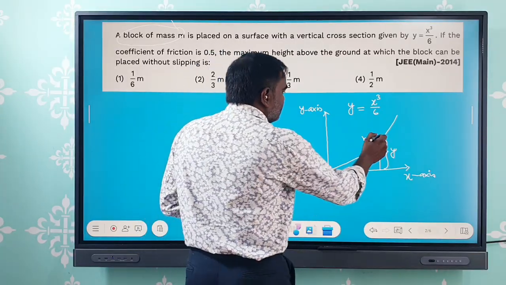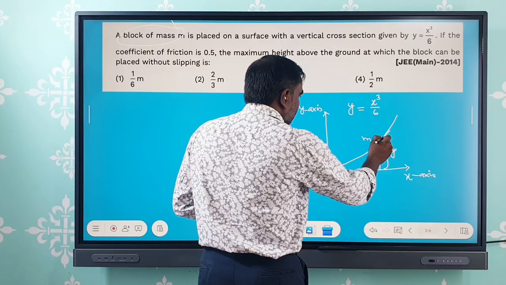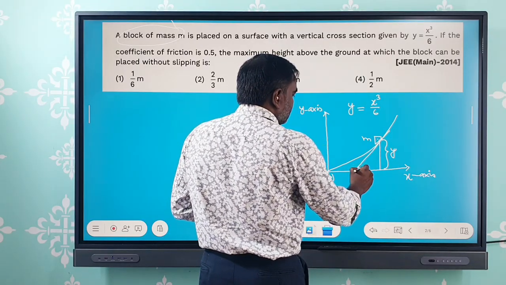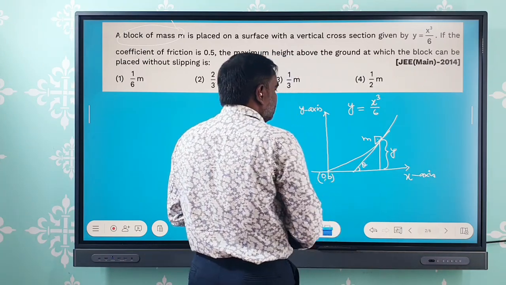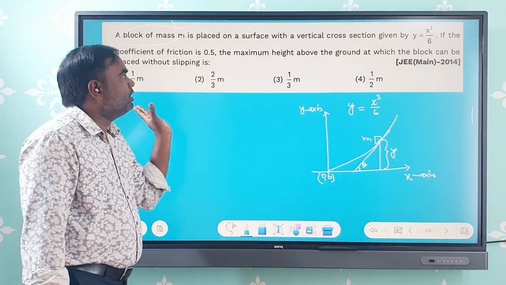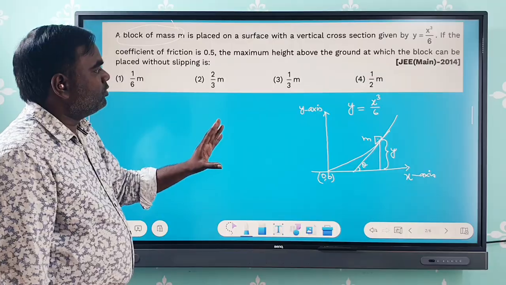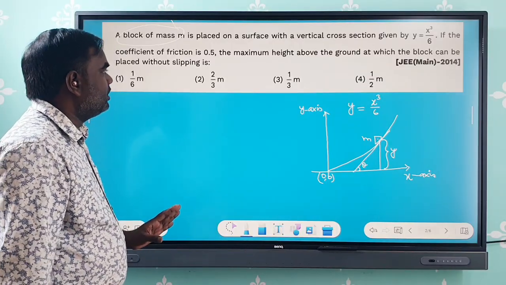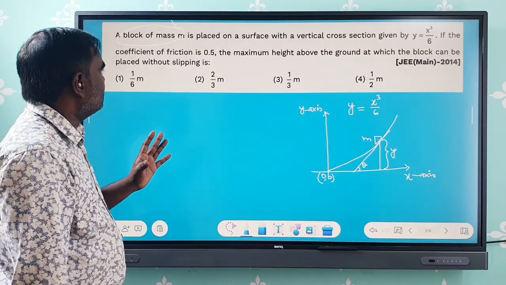And if you draw a tangent, it will touch the ground horizontal surface making angle theta. So this is the diagram associated with this question, and if you are able to draw this diagram, half of the job is done, right? Now you have to find the y, right?